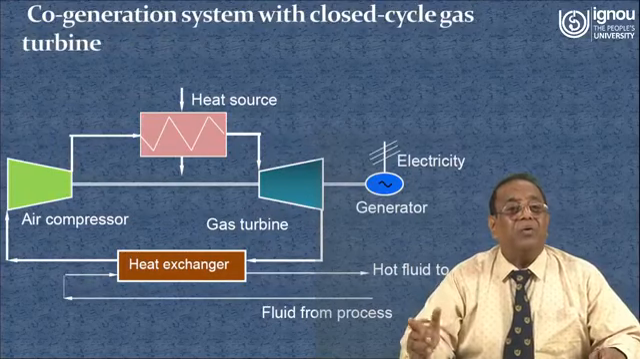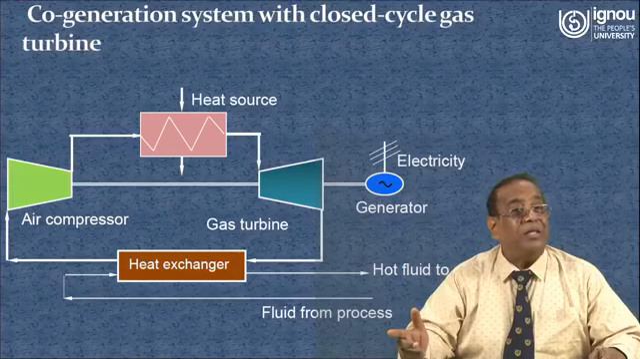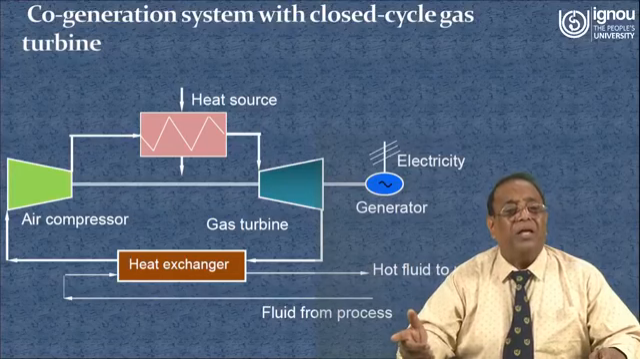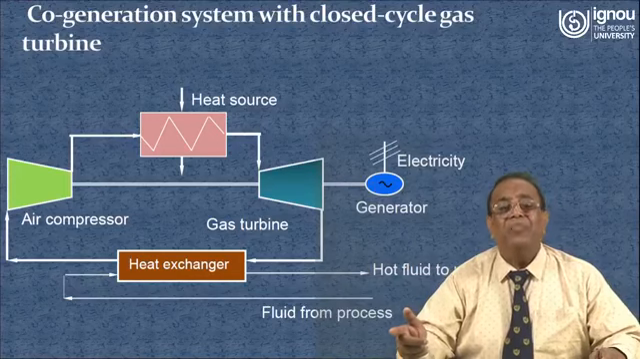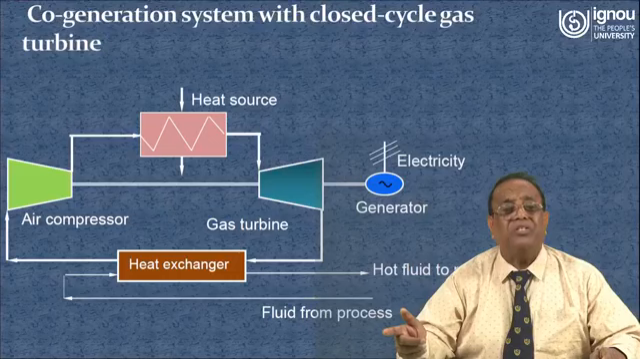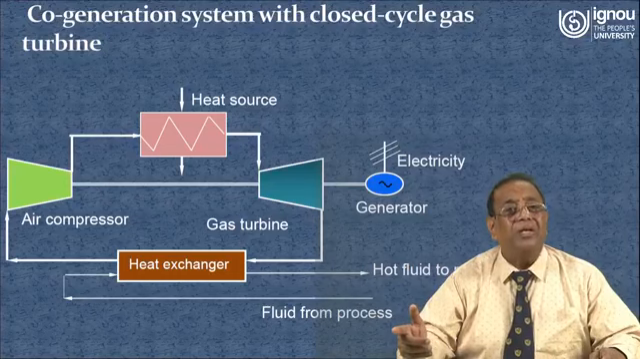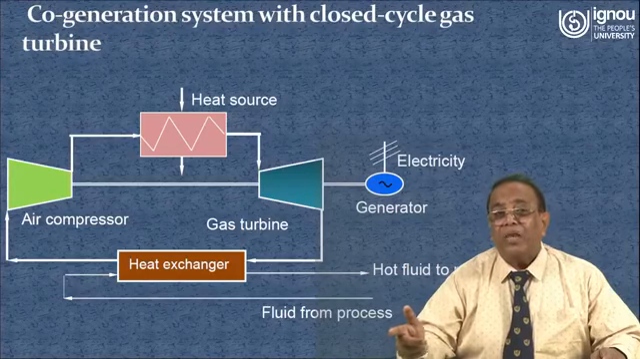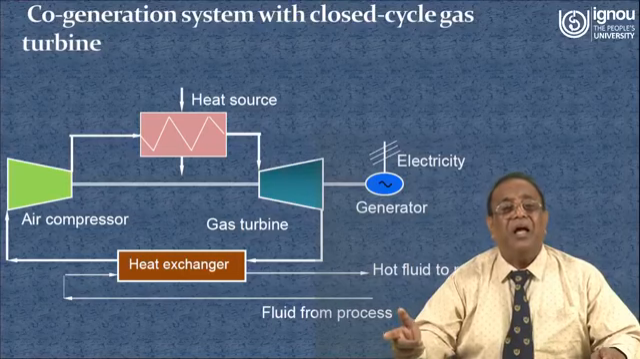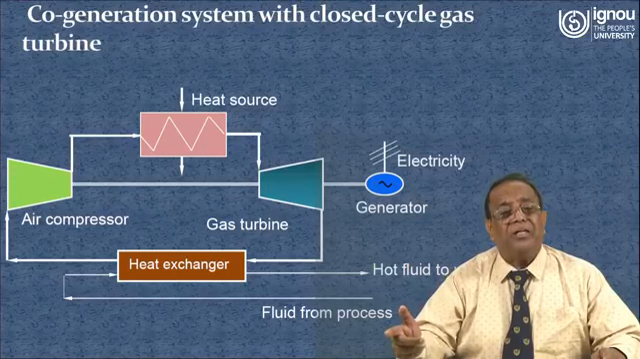Now, we will discuss the cogeneration system with closed cycle gas turbine. As you all know, in a gas turbine there is a compressor where air is compressed. The high pressure air enters into the combustion chamber and the combustion process takes place, and the high pressure, high temperature combustion gas then passes through the gas turbine, and the expansion of the gas takes place and the shaft of the turbine rotates. The shaft of the turbine is coupled to the shaft of the generator, which ultimately produces electricity.